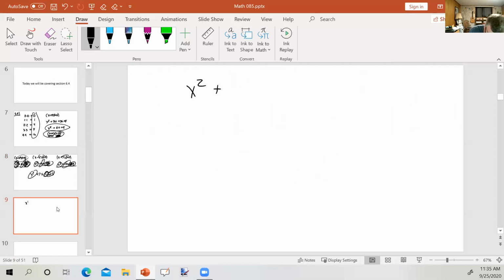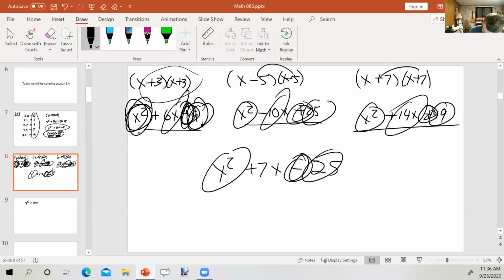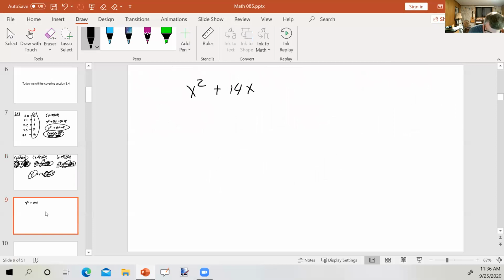x squared plus 14x. Is that one I just used? Yes, it is. Let's do a different one.